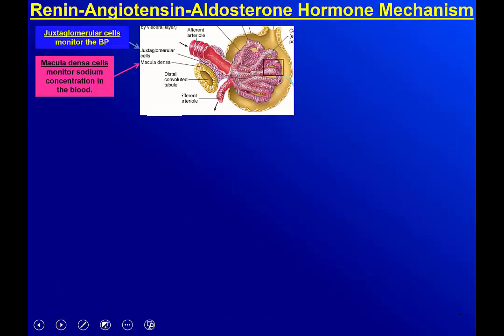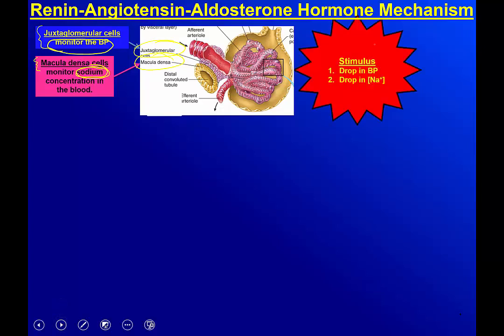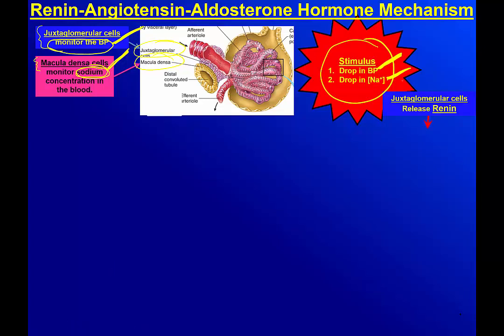So I've got my juxtaglomerular cells and I've got my macula densa. The juxtaglomerular cells actually monitor blood pressure, whereas the macula densa is actually looking at sodium concentrations in the blood. So what stimulates this to happen? There's either a drop in blood pressure or there's a drop in sodium. What are the two things I'm monitoring? The blood pressure and the sodium, right? So when that happens, when there's a drop in blood pressure or a drop in sodium, those two cells secrete renin.